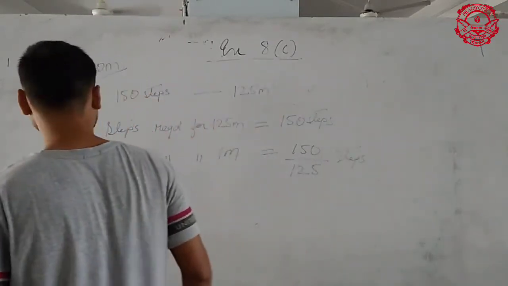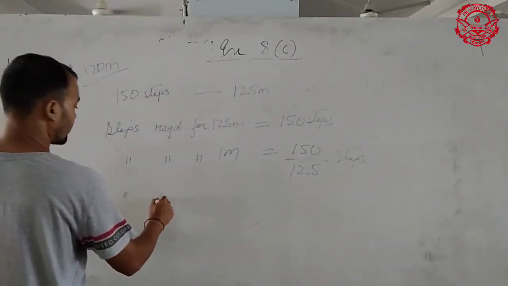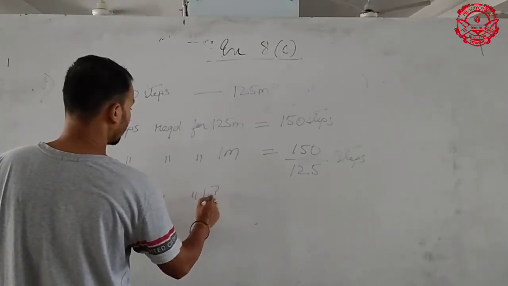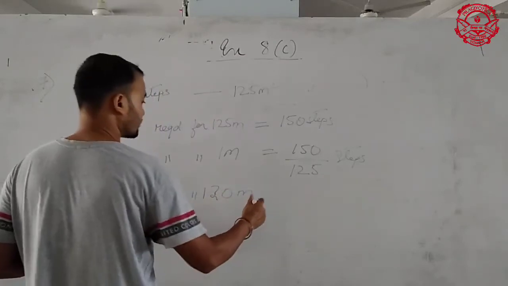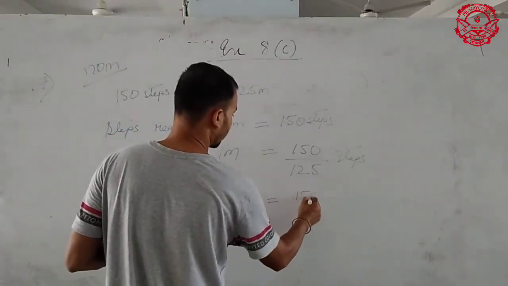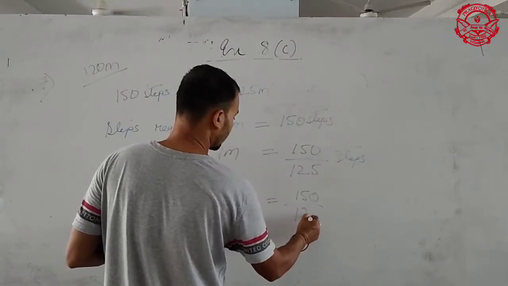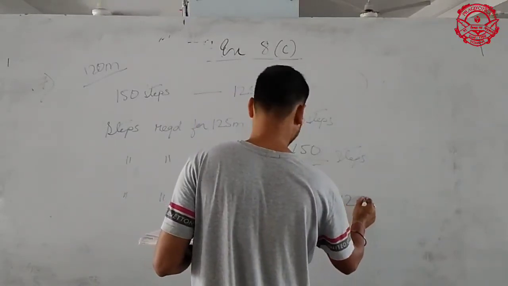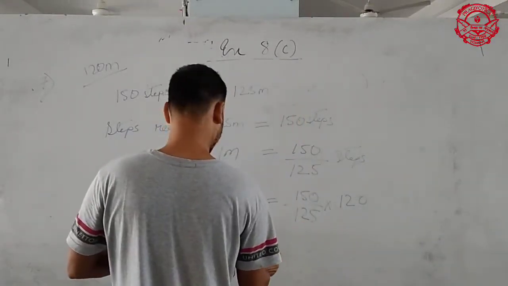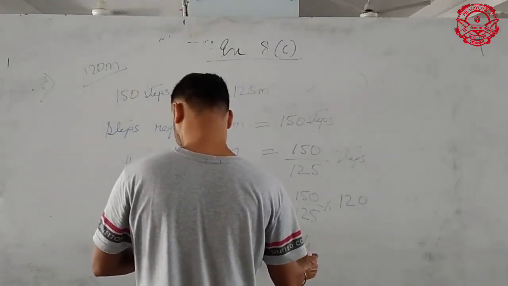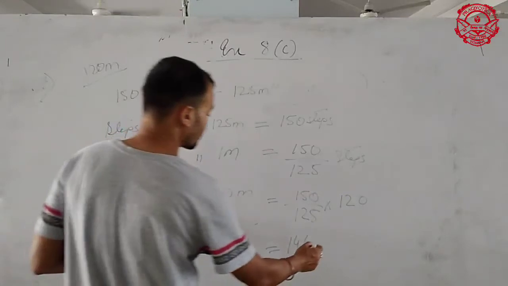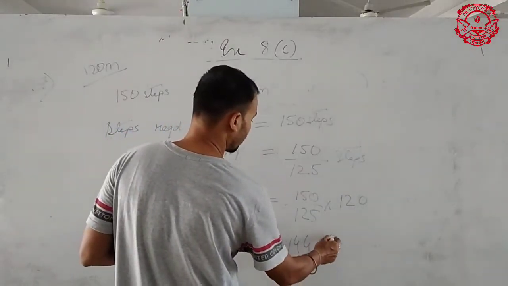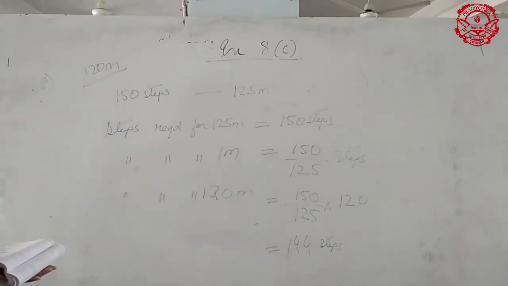Fine. And steps required for 120 meter equal to 150 by 125 into 120. If you do this, you will have 144 as the answer. Fine. 144 steps would be required by Hirsch, okay, to travel a distance of 120. Fine.